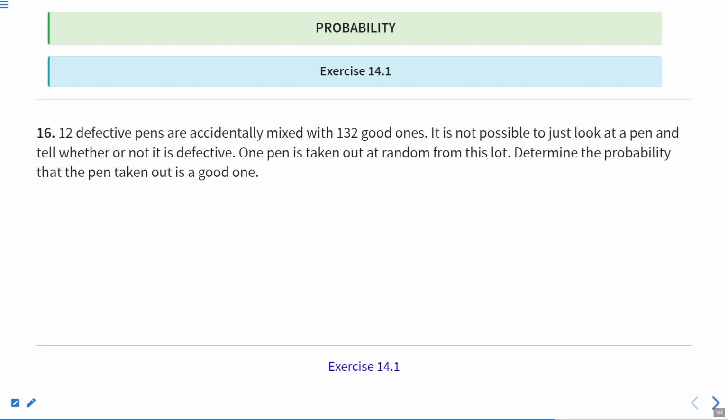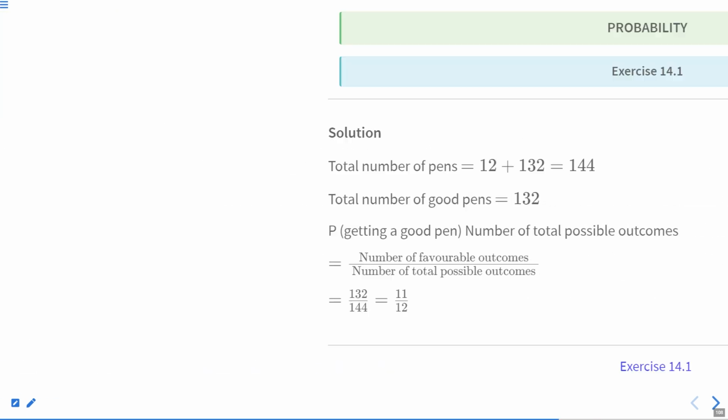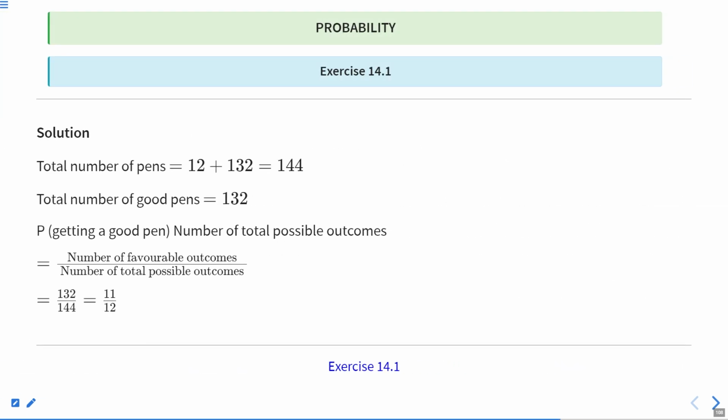Okay, so total number of pens is equal to 12 plus 132, that is 144, and total number of good pens is equal to 132. Okay, so probability of getting a good pen is equal to number of favorable outcomes divided by number of total possible outcomes, and this is equal to 132 divided by 144, and this is equal to 11 by 12. Okay, so probability of getting a good pen is equal to 11 by 12.